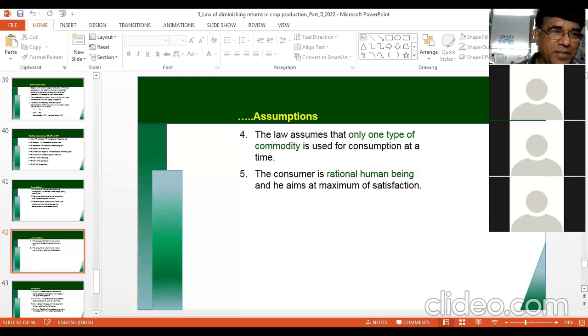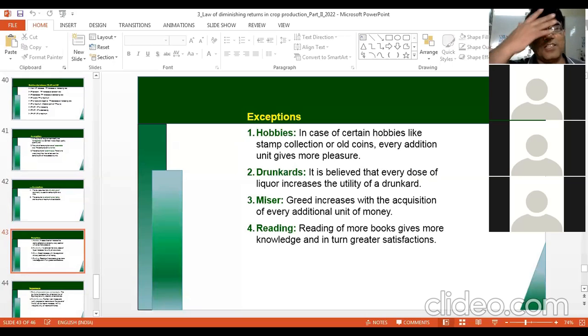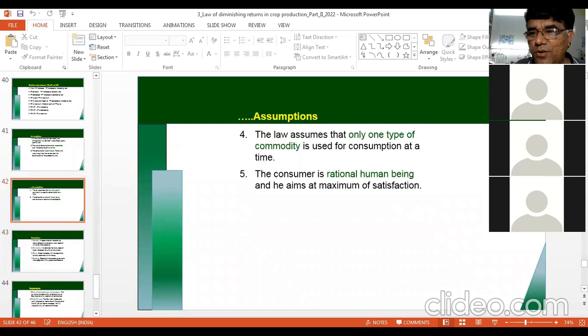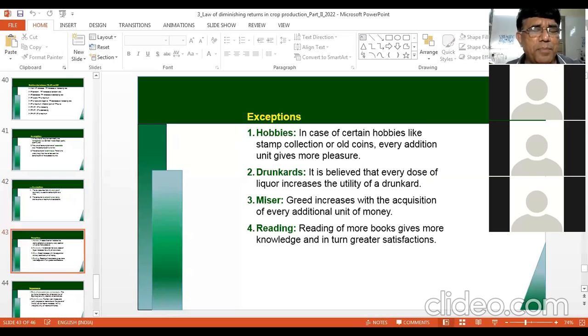Consumer is a rational human being. Actually, this law was explained with respect to human consumption and so on, but later on it was extended to agriculture and some other fields. But as I told you, this law is not universal, it has certain exceptions also. Like certain hobbies, it does not apply. In case of certain hobbies like stamp collection or old coins, every additional unit gives more pleasure. This is not in respect to physical product, this is with respect to satisfaction.